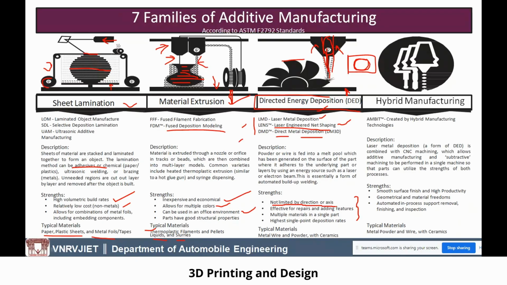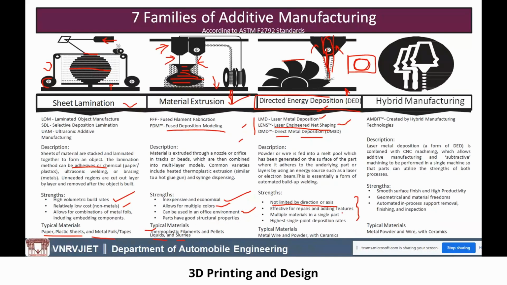Okay. So the strengths of this manufacturing process, or 3D printing process, are not limited by the direction or the axis, whereas other processes will have axis limitation because the powder and the bed will move downwards only. But here also the bed is moving downwards only, but the projection of that raw material and the heat source you can control in a different axis. Effective for repairs and adding features.